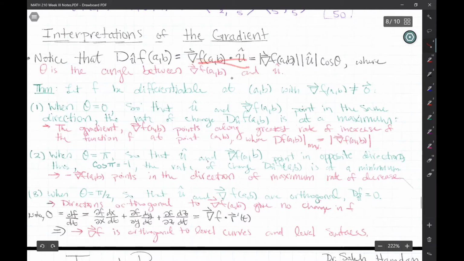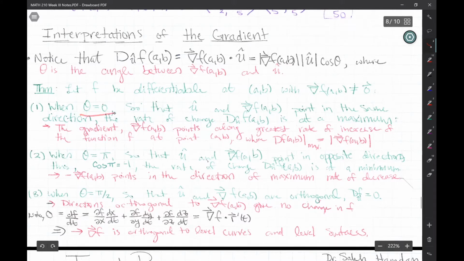The dot product, we defined it as the magnitude of the first vector, this here is a vector, times the magnitude of the second vector. The magnitude of a unit vector is just 1, times cosine theta. Now, what is that theta? Theta is the angle between u hat and the gradient. So for the gradient not equal to 0, we have some observations that will help us interpret the gradient.